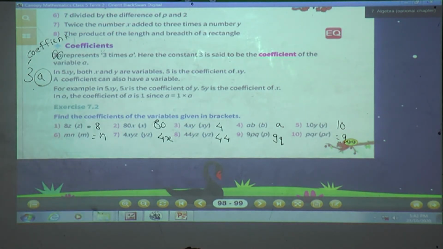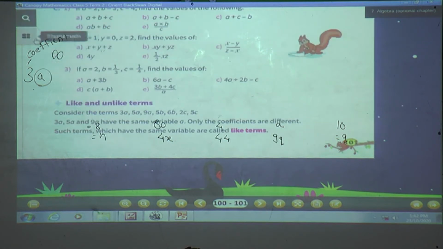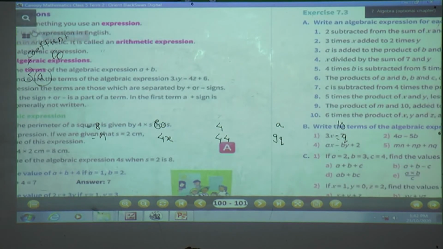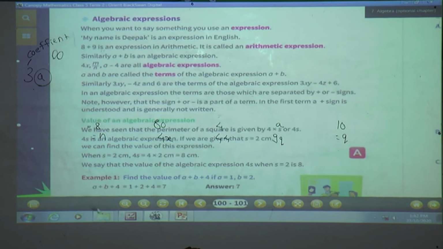So open page 900. See here, they have given the explanation about algebraic expressions. Read it carefully, students.